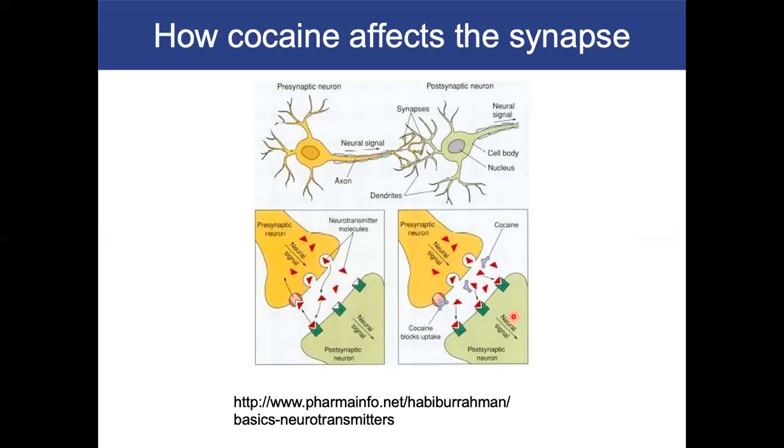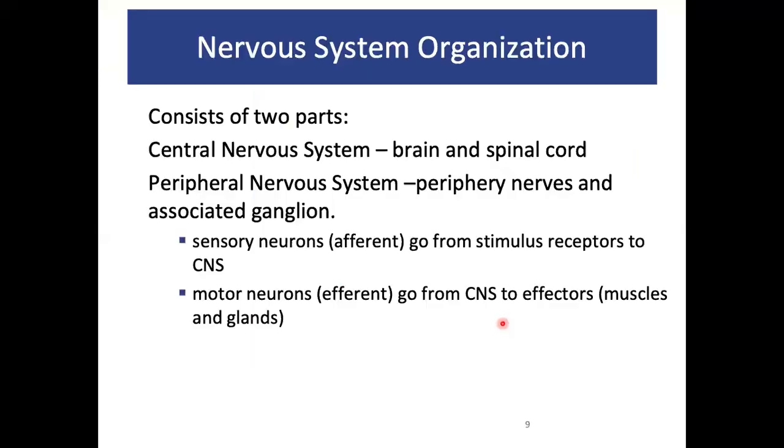A lot of different types of drugs work this way, not just cocaine. For example, antidepressants work the same way. Antidepressants will sit on the serotonin reuptake transporter, so that serotonin stays in the synapse longer and keeps triggering the postsynaptic nerve, or excitation of that postsynaptic nerve. Your nervous system organization: the central nervous system is your brain and spinal cord. The peripheral nervous system is everything outside of the brain and spinal cord.